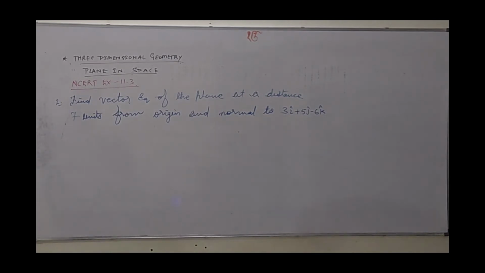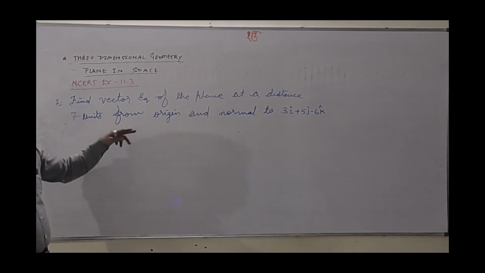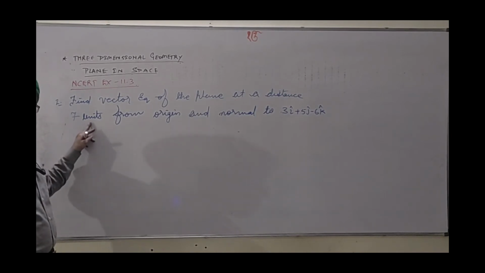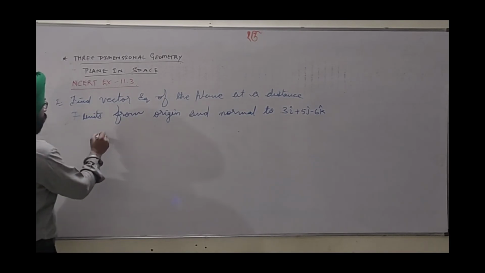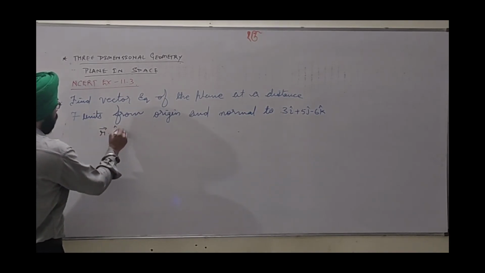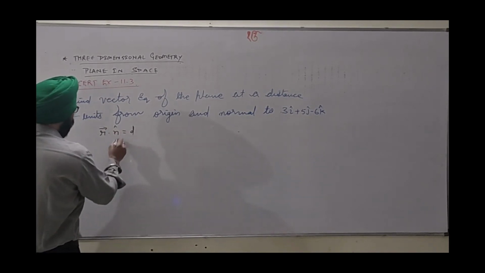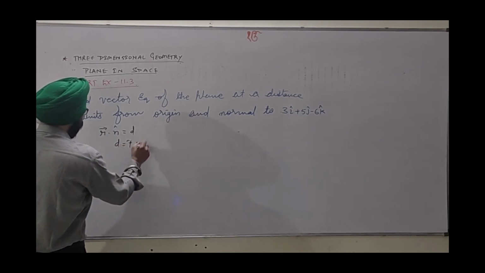Here in question number 2, we need the vector equation of the plane at a distance of 7 units from origin. We have seen this distance from origin in normal form only. 7 units is the distance. So normal form is r dot n cap equal to d. The value of d is given as 7 units.